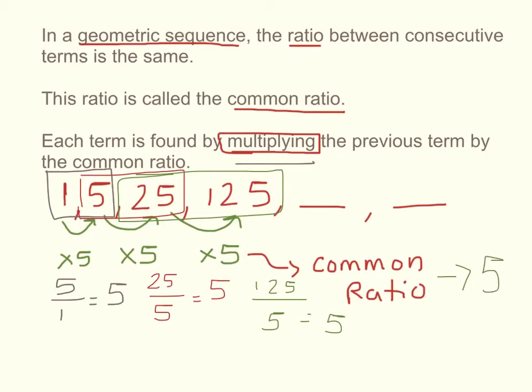And to find the next terms, we're going to multiply the previous term, which would be 125 times 5, to get the next term.